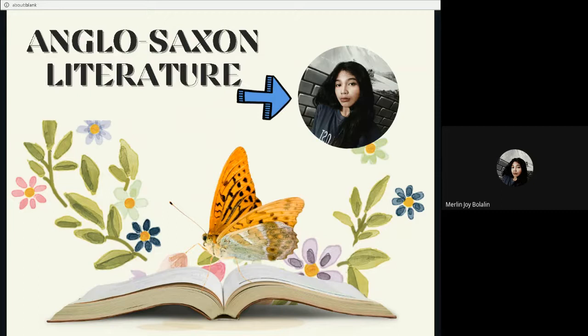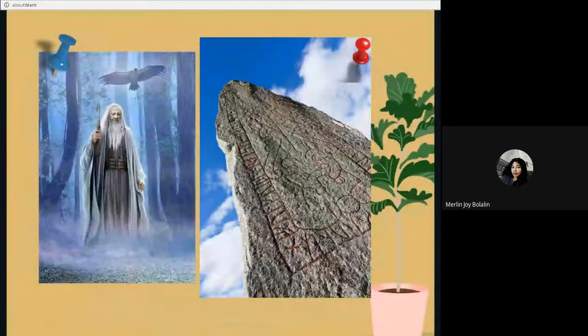Now, here, I have an illustration so that you can imagine. Oh, wait, it's not showing. Okay, it's fine now. Can you see a picture of a Celtic druid and a rune? Hello? Yes. Okay.